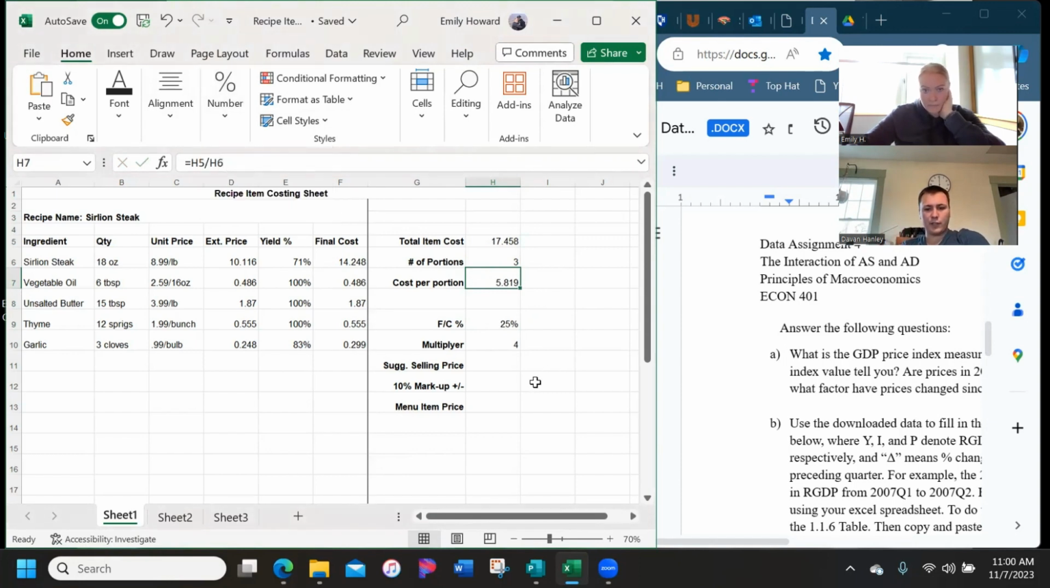Okay. So then your suggested selling price, you're gonna do equals your cost per portion. Yep, shift 8 for times, and then your multiplier, which is 4. I'm gonna have to write that down. So my suggested selling price is the cost per portion times your multiplier.